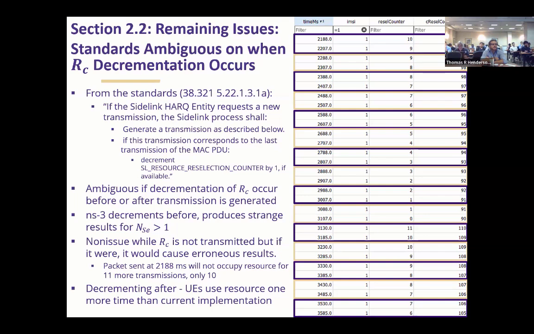The figure here shows time and RC values of packets transmitted by UE1. Boxes indicate that packets are duplicates. So each pair of packets in one box is a duplicate of each other.